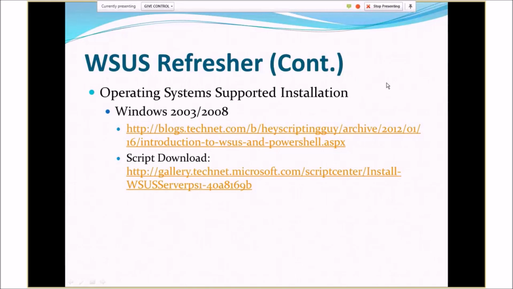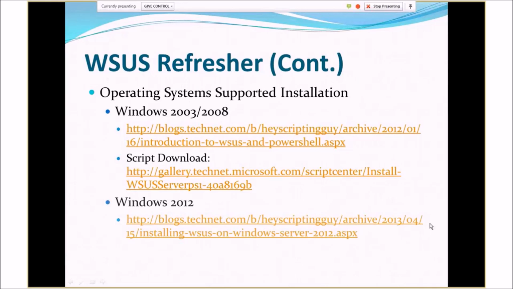And depending on what operating system you're running your WSUS server on, or that you're going to install it on, there's different ways to install it. And I've actually written an article on Hey Scripting Guy to automate the installation of WSUS on Server 2003 and 2008. And the link below has the script download to run the installation. In Server 2012 and 2012 R2, you do that via the install Windows feature command line. I cover that in the Hey Scripting Guy article as well.